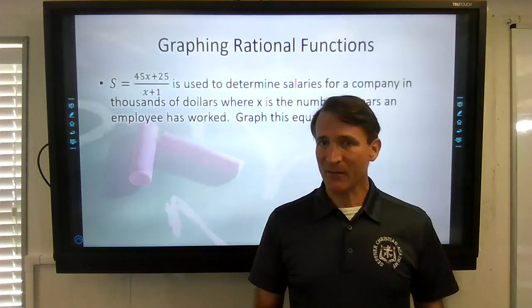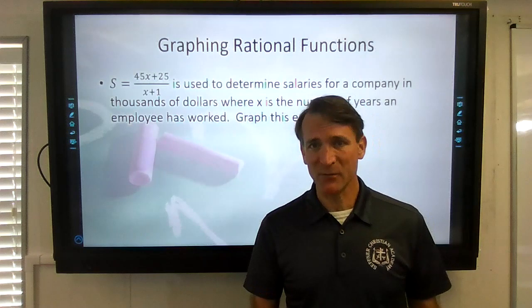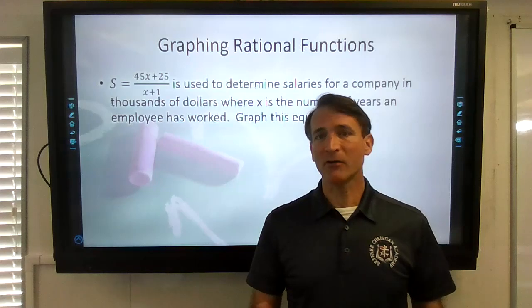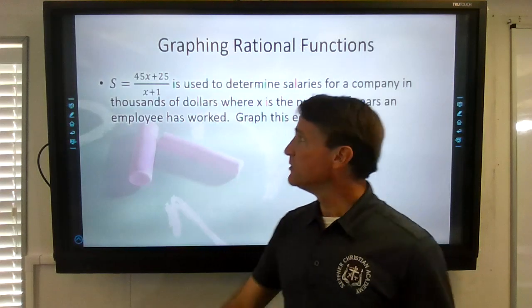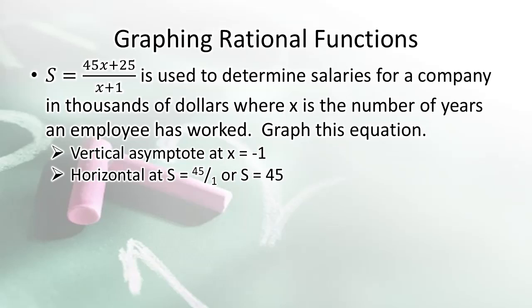Fortunately, I can't have negative values of years served. I can only go down to 0. So I don't even have to worry about my vertical asymptote because it's out of play, so to speak. My horizontal asymptote, though, is going to be at 45 over 1. So I have a horizontal asymptote at 45.